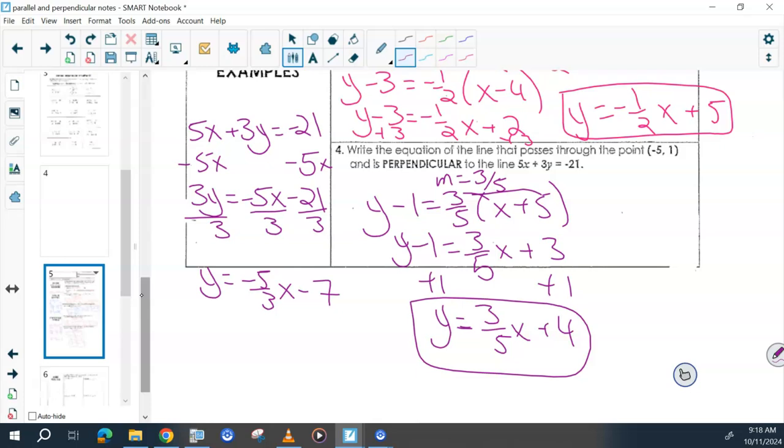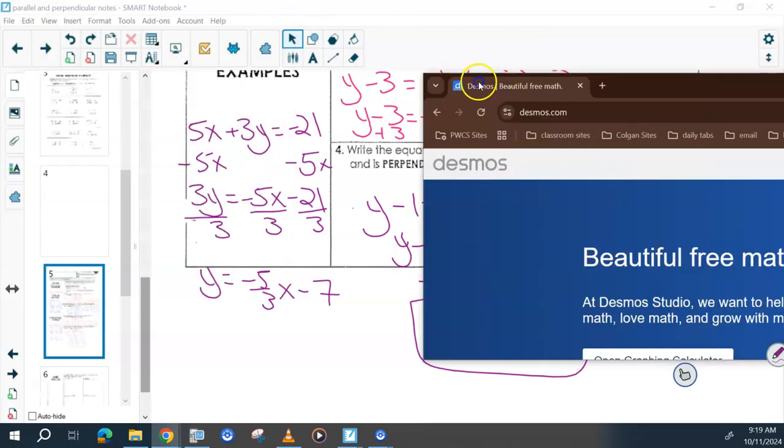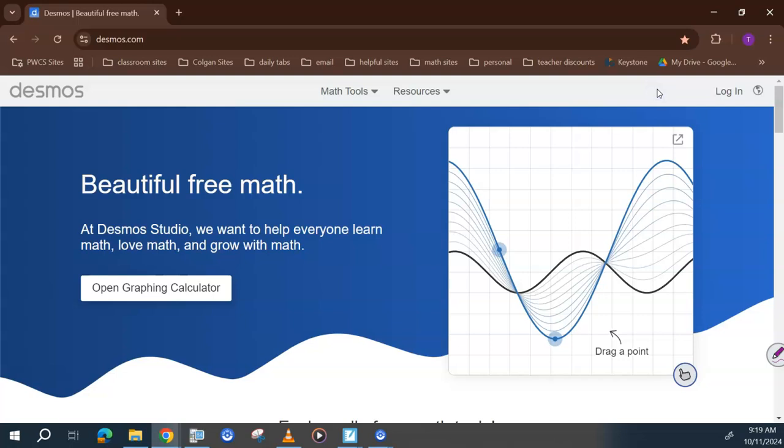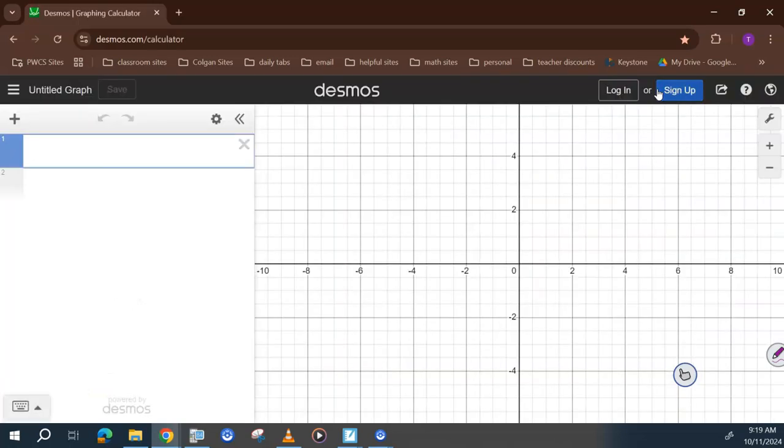Final answer should be y equals 3/5 x plus 4. Do you have any questions on that? While you're practicing, you could be using the method I'm about to show you in Desmos to check yourself, but still know how to do this algebraically as well. I'll have Desmos open though. So I'm going to use that last example as our example.